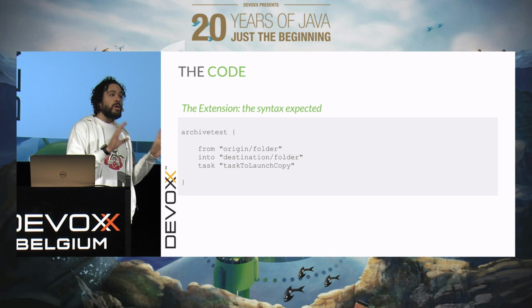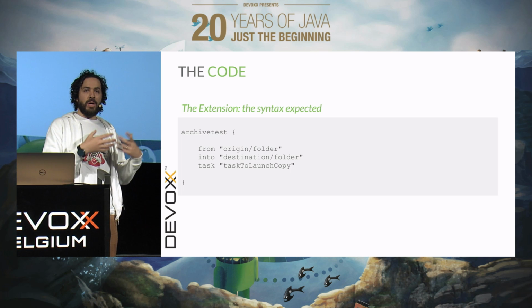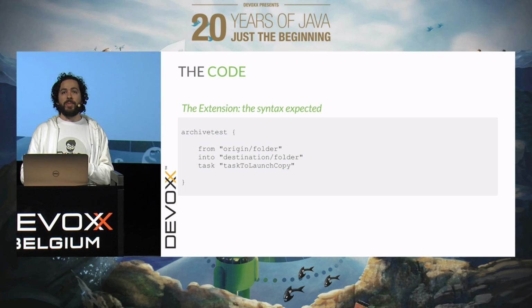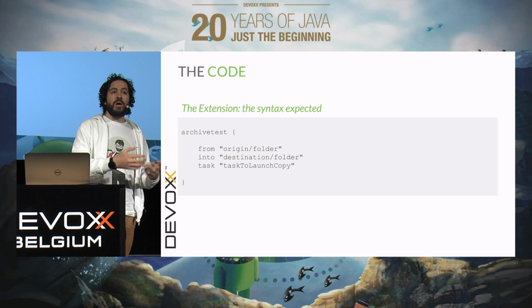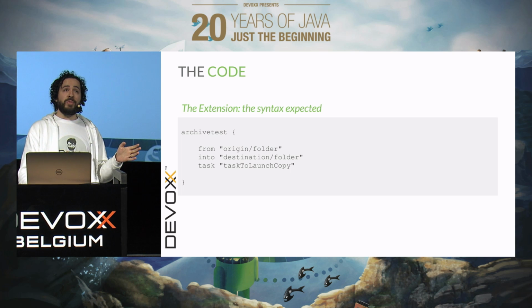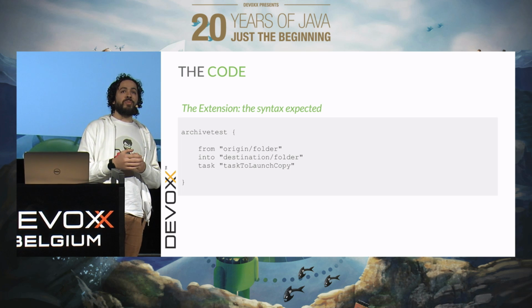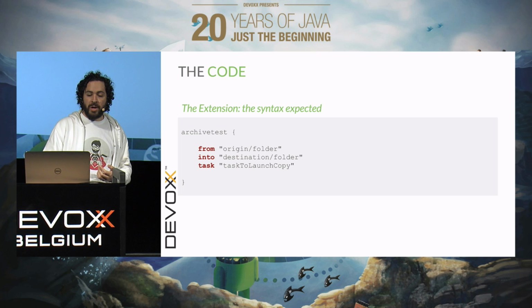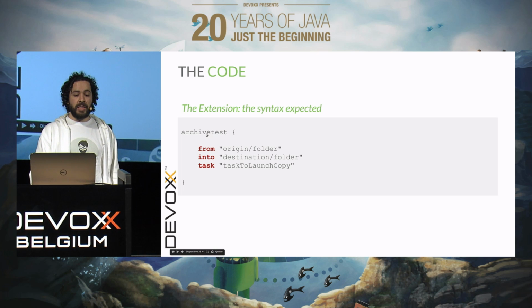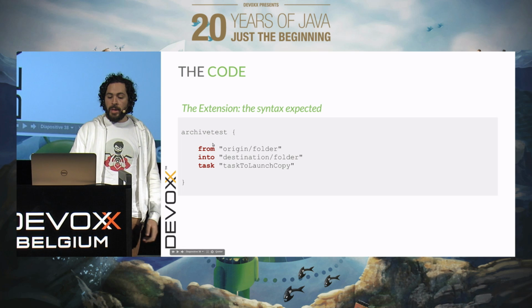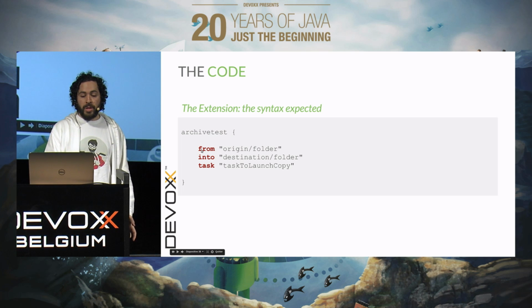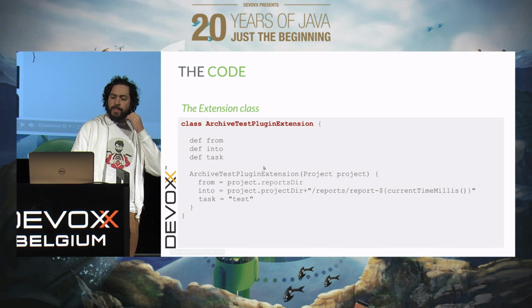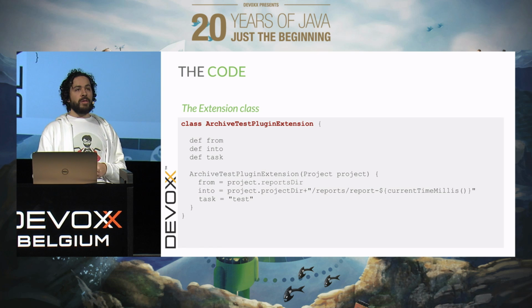So basically, we've done our task, we've done our plugins, our entry point, and let's try to see what DSL we want to implement, how we want our user to customize our plugin. Because the idea of a plugin is to be a little bit generic and to be able to be configured by the user. So what I would like to do by building this plugin is to have an archive test block that can be declared by the user in his build.gradle with 3 properties that can be set: from, into, and task. Okay, so let's see now how to declare, how to create this extension.